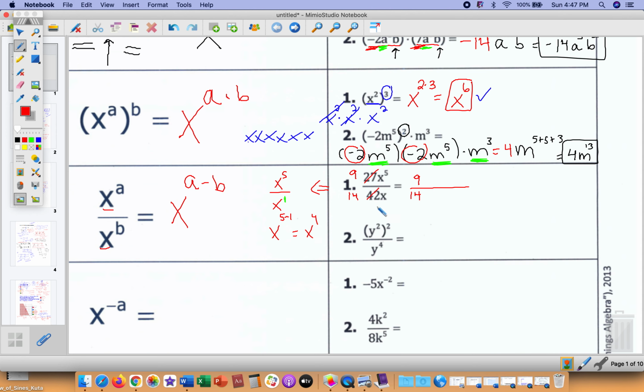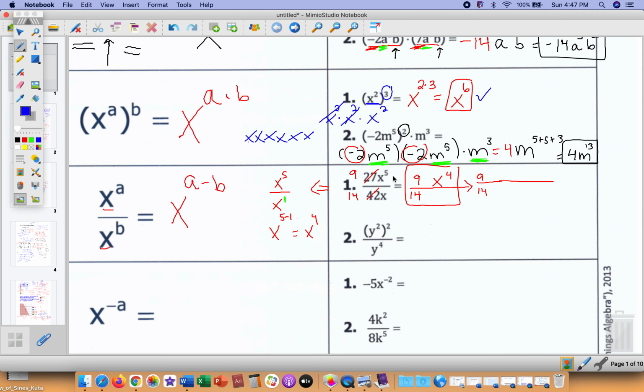X to the 4th. So we would write x to the 4th over here, and that would be our answer. Now for some of you, it might be easier to look at it this way. We know that the fraction 9 over 14 is there, right? For a lot of people, it's easier to expand.